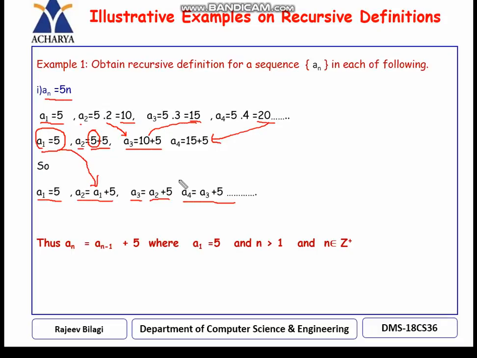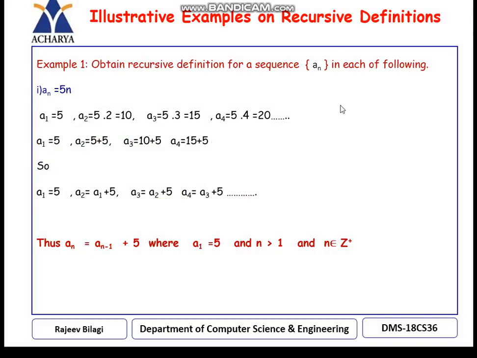So if you look at this, in general, if 4 is there, then 3 is there, then 2, that is one less. So I can write an equals an minus 1 plus 5, where the first value a1 is equal to 5 and n is greater than 1, n belongs to Z plus. So this is one simple problem, for an equal to 5n.